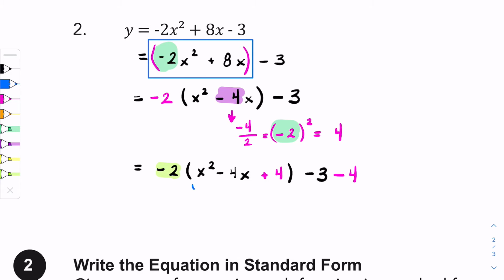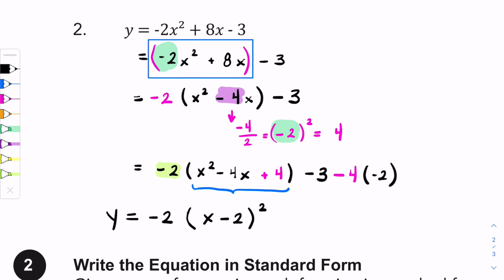At this point, you can factor what's inside of the parentheses. You're going to use your significant value for that. So our vertex form has a leading coefficient of negative 2, x squared minus 4x plus 4. This factors to x minus 2, that's our significant value, squared, and negative 3 minus 4. Actually, I just realized I erased that. Should be minus 4 times negative 2. This would be negative 3 plus 8, and that would be positive 5.